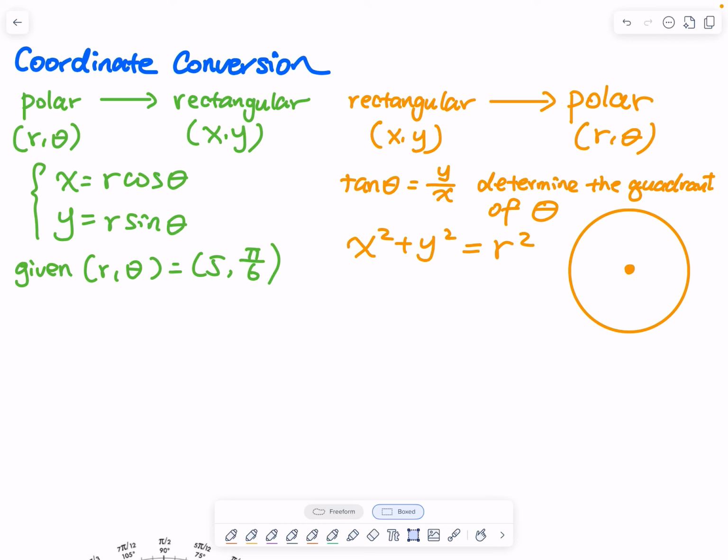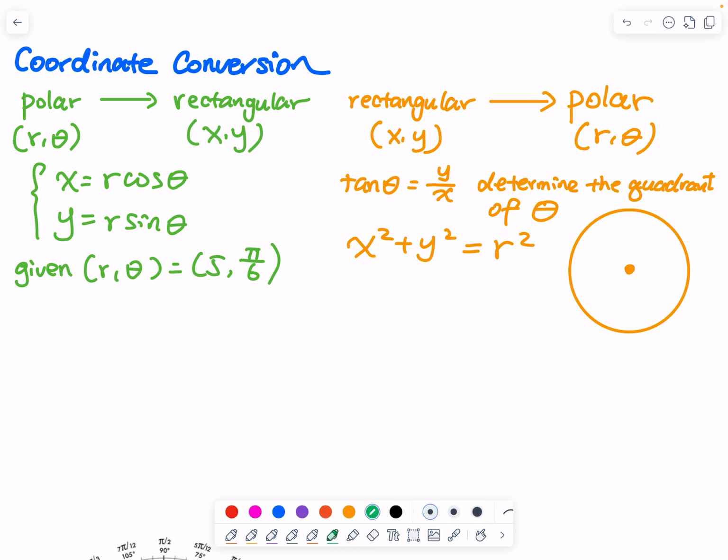Coordinate conversion. In polar coordinates, we write r comma theta. In rectangular coordinates, we write x comma y. There is a way to convert back and forth from polar to rectangular, which is written in green, and from rectangular to polar, which is written in orange. Written in green, let's do one example for each.